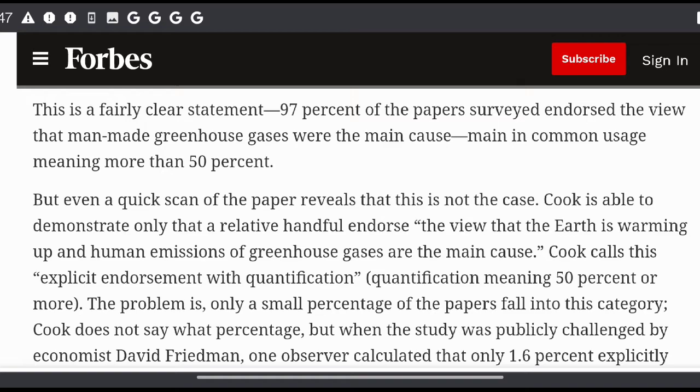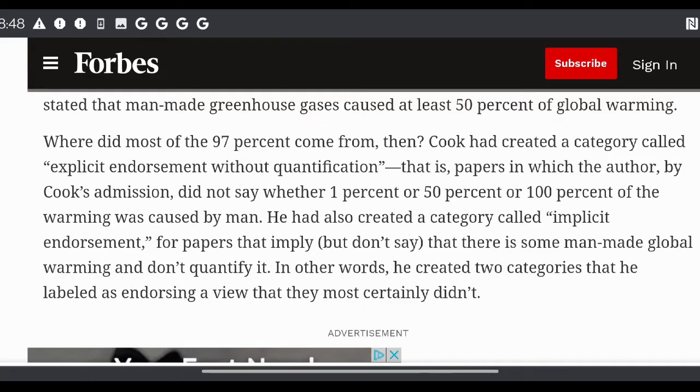Cook calls this explicit endorsement with qualification. Qualification means 50% or more. The problem is only a small percentage of the papers fall into this category. Cook does not say what percentage, but when the study was publicly challenged by economist David Friedman, one observer calculated that only 1.6% explicitly stated that man-made greenhouse gases caused at least 50% of global warming. This is heroic vocabulary, ladies and gentlemen.